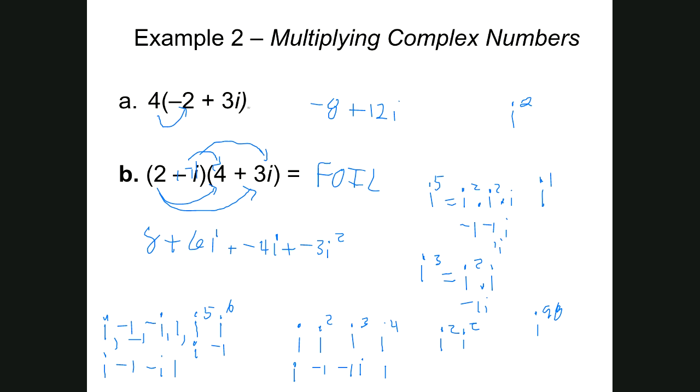So now, go back to this question. i squared is -1. So now I have -3 times -1, which is 3. So now I have 8 plus 3, which is 11. 6i plus -4i, that's 2i. That is my solution here. That is what that multiplies down to. I love imaginary numbers. They are so cool. You just have to realize what they're doing.